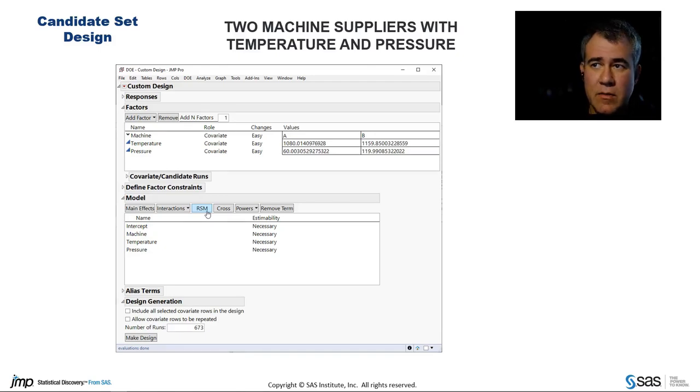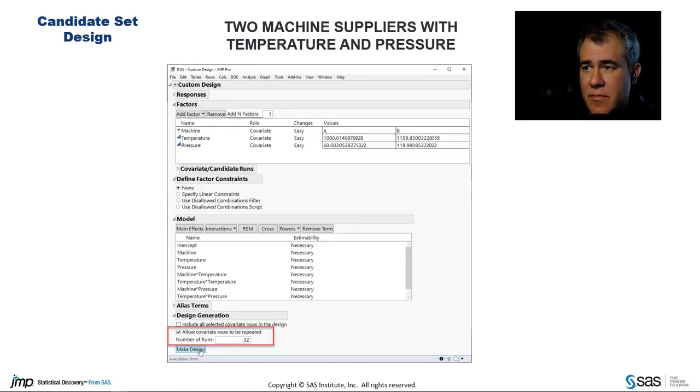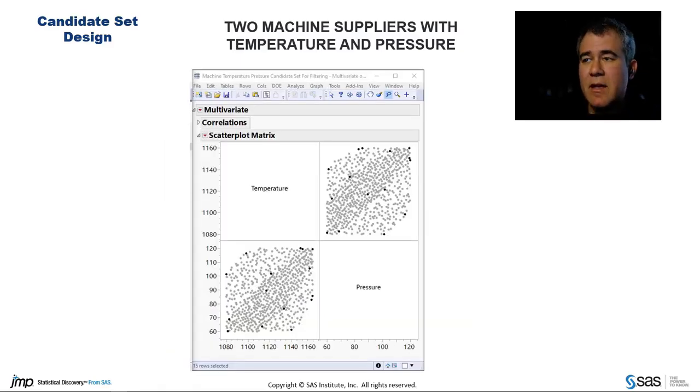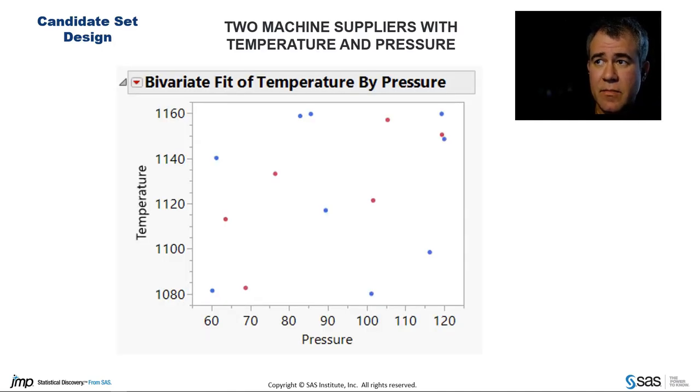From there, we can load that back up into the custom designer, put an RSM model there, then set our number of runs to 32, allowing covariate rows to be repeated. And it'll crank through. Once it's done that, it selects all of the points that were chosen by the candidate set designer. And here we can see the points that were chosen. They've been highlighted, and the original set of candidate points that were not selected are gray.